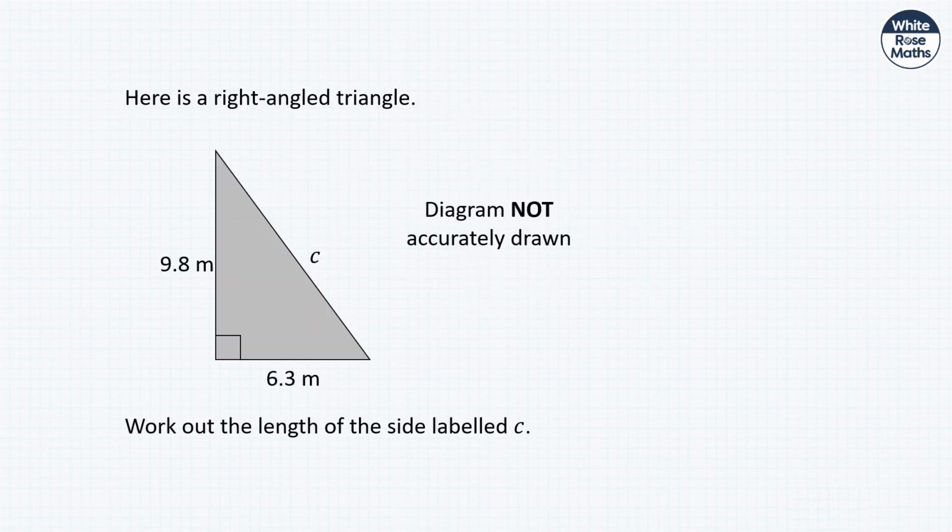So again, that was a little starter, guys. There we go. Second question. Here is a right angled triangle. Work out the length of the side labelled C. So I'll label this as A and this is B. Now the formula is as follows: A squared plus B squared equals C squared.